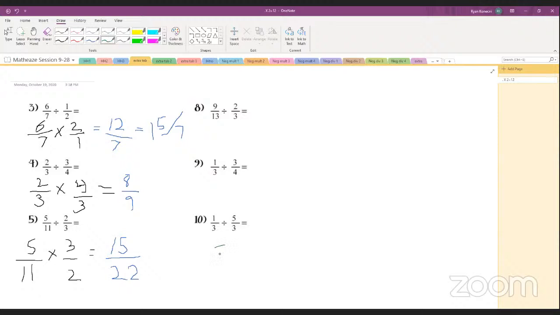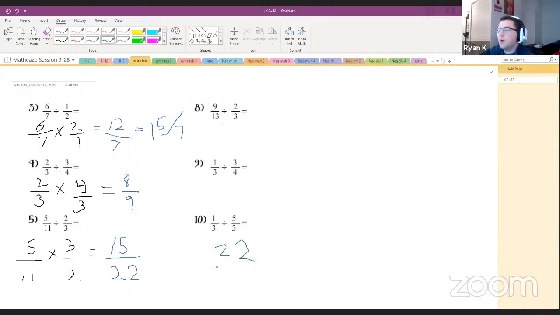Yeah, if this was 22/15, then I think you'd be right. We would have that equal to 1 with 7/15. But we have this one, so we're going to leave it as 15/22. Final answer.